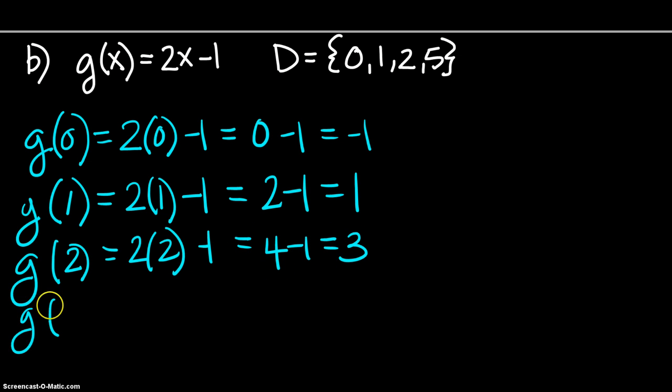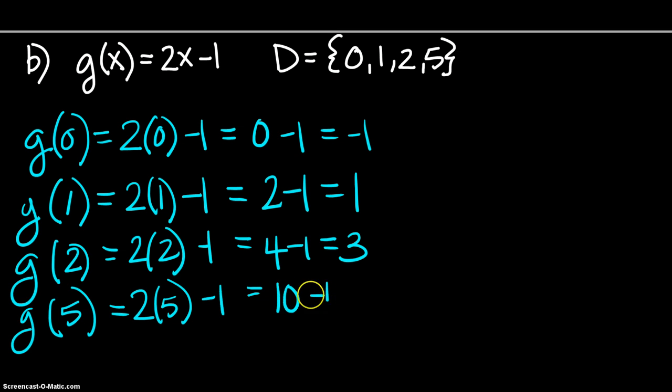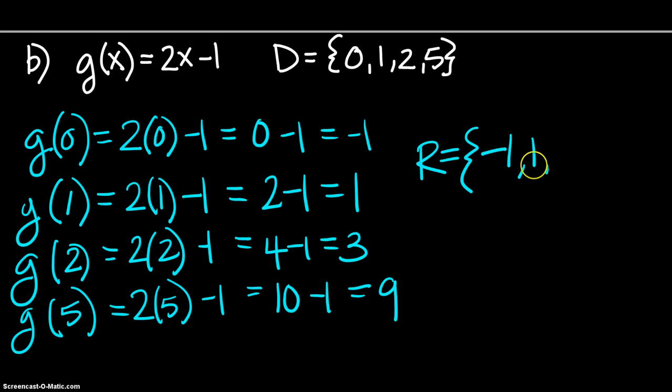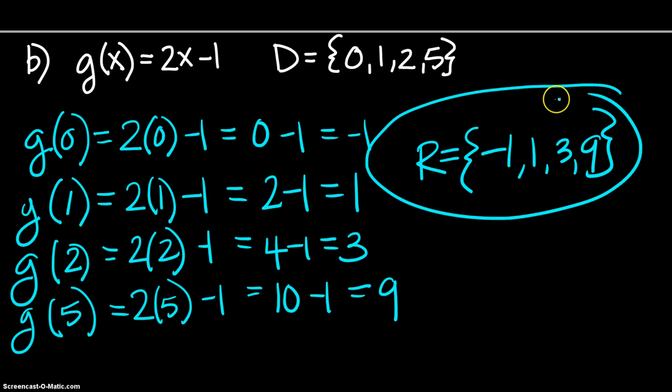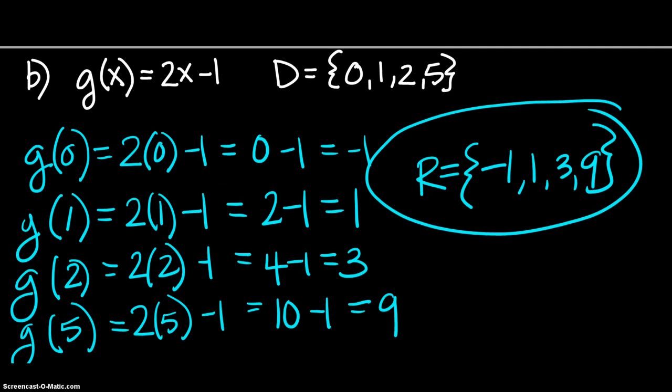And the last number, g of 5. Plug in 5, 2 times 5 minus 1. So this is equal to 10 minus 1, which is equal to 9. So right here I have my range equals, put solution braces, negative 1, 1, 3, and 9. There's our answer. That is our range.